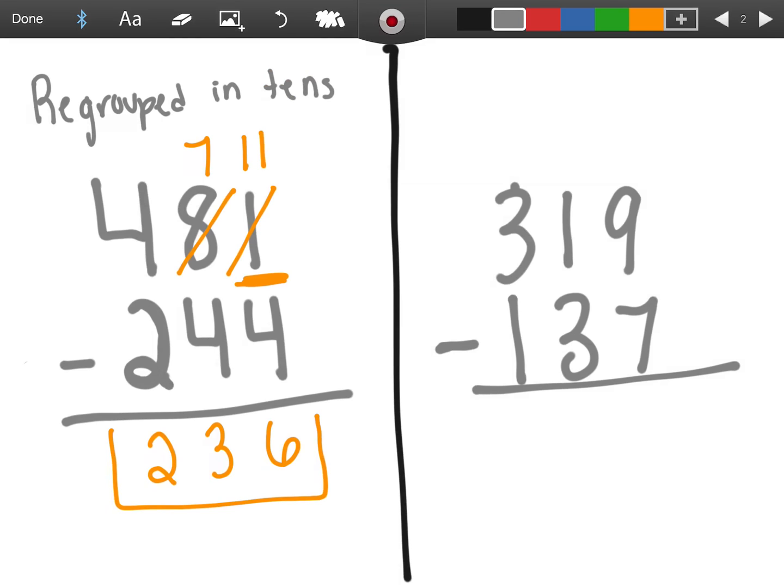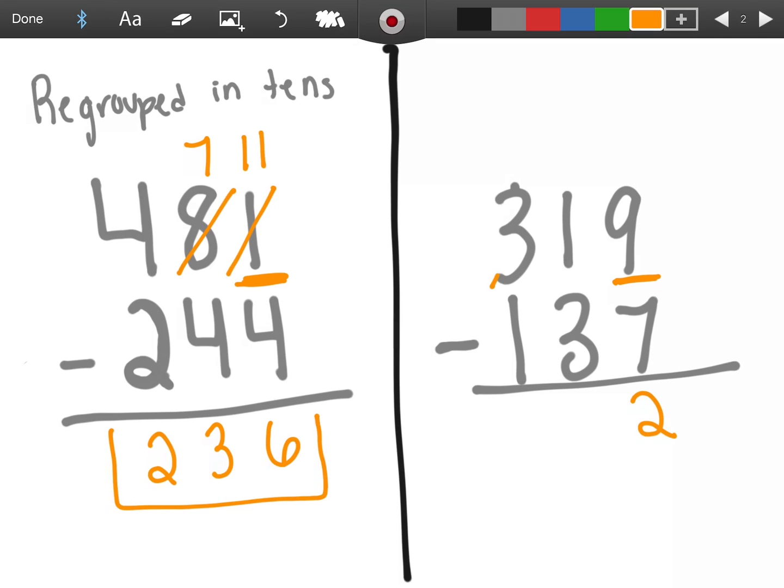Now let's check out this problem over here. So we have 319 minus 137. What we're going to do first is look at that ones place, and if we have enough to subtract, we are going to do so. So we have 9 minus 7 gives us 2. Then we go next door to the tens place. We have 1 minus 3, but we can't do that.